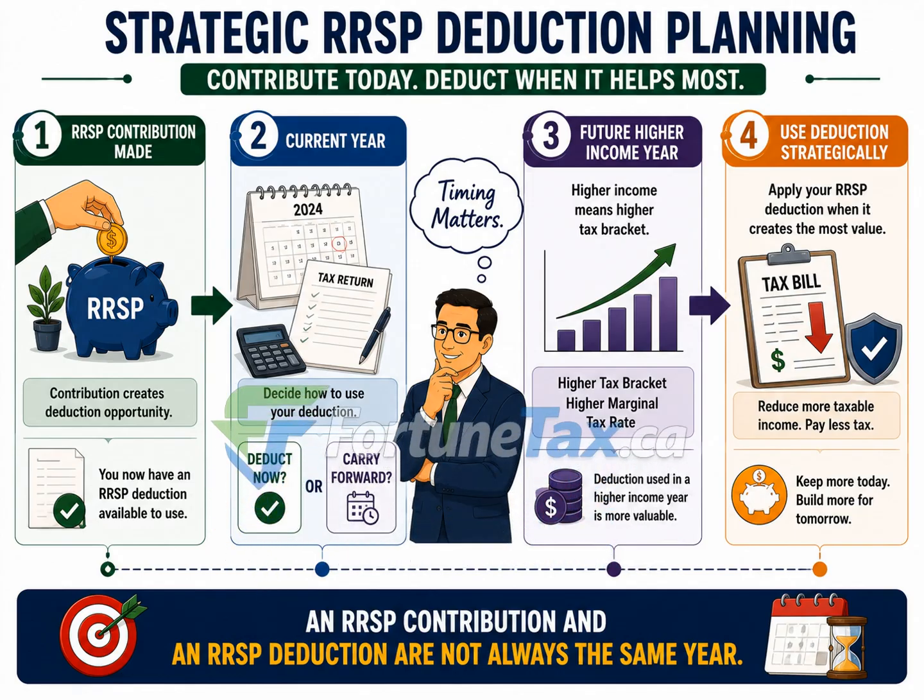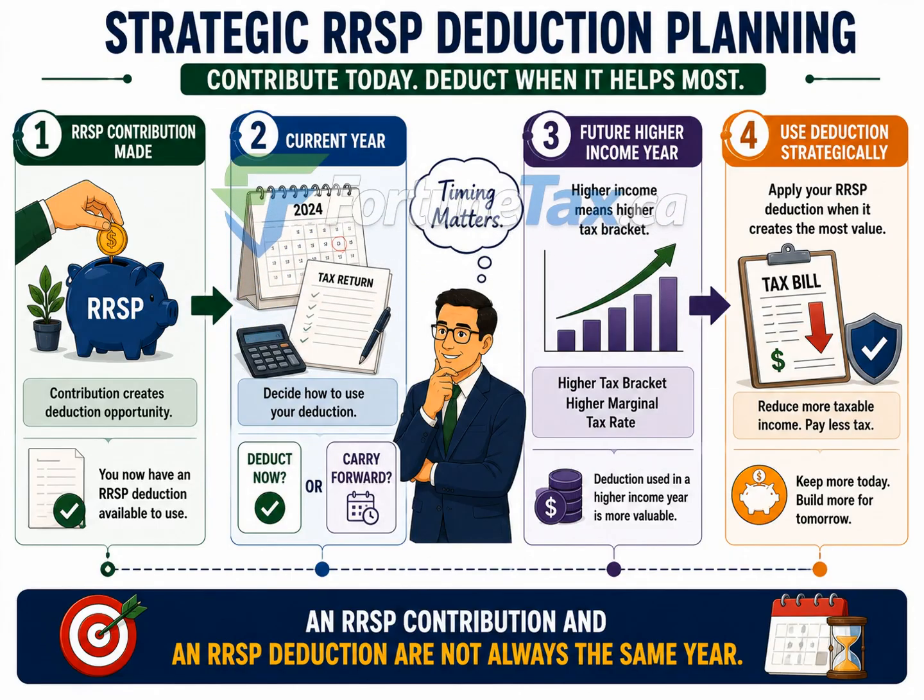That brings us to step 2, the current year. Once the contribution has been made, the advisor evaluates the client's situation. Should the deduction be claimed immediately, or should it be carried forward to a future year? Many people are surprised to learn that carrying forward an RRSP deduction is often permitted. This means the contribution can be made today, while the deduction is saved for later. And this is where planning becomes strategic rather than mechanical.